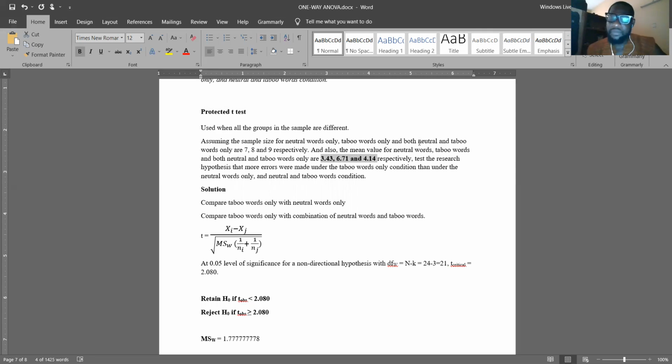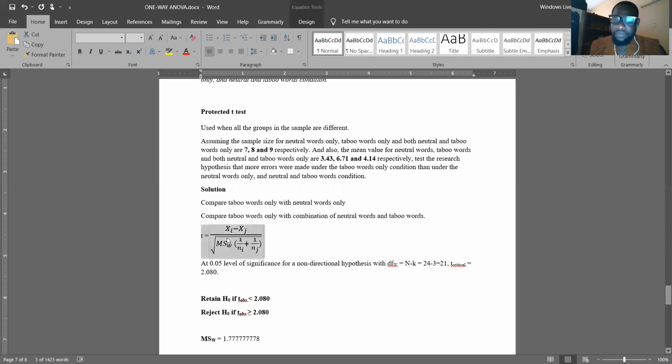So how do we solve? Using protected t-test. This time around, we are using protected t because our sample sizes are not the same, since we have 7, 8, 9. So for us to solve, we need to use this formula, and this formula is normally provided, the protected t-test formula.